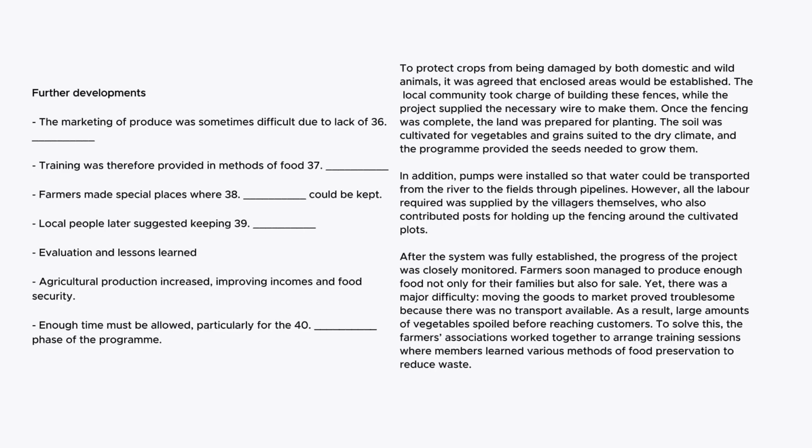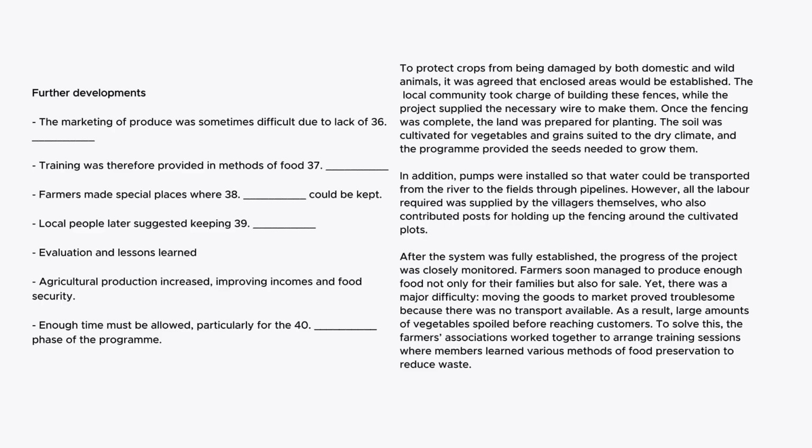After the system was fully established, the progress of the project was closely monitored. Farmers soon managed to produce enough food not only for their families, but also for sale. Yet there was a major difficulty. Moving the goods to market proved troublesome because there was no transport available. As a result, large amounts of vegetables spoiled before reaching customers.